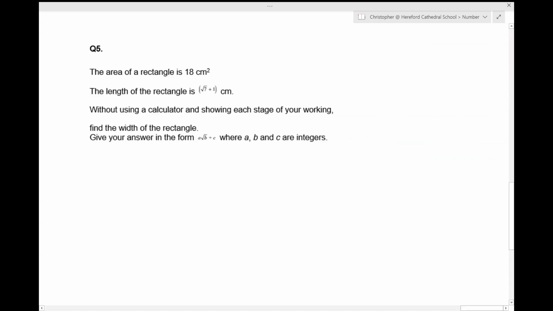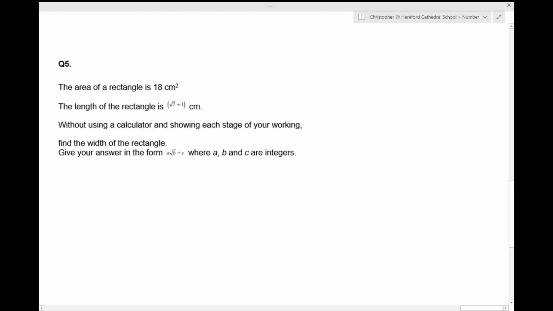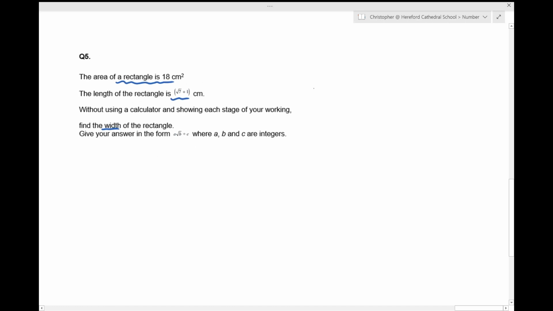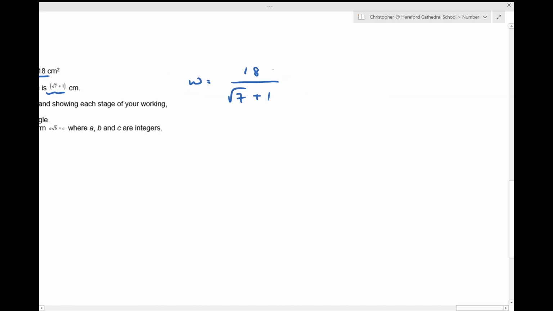Question 5, right, I've got the area of a rectangle and it's 18 square centimetres. I'm told the length and I'm asked to find the width. Well, the width will simply be the area divided by the length. And now I'm asked to simplify my answer. So this is just a sort of secret way of asking me to rationalise the denominator here. So I'm going to multiply top and bottom by root 7 minus 1.